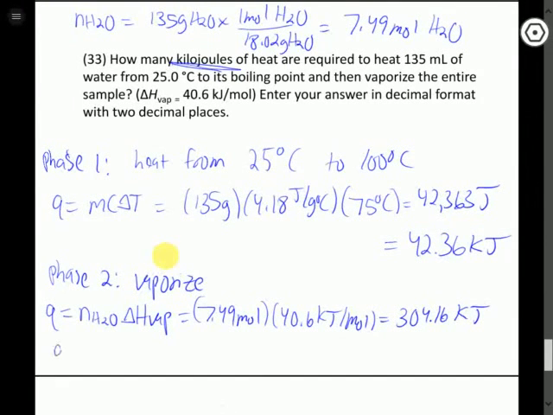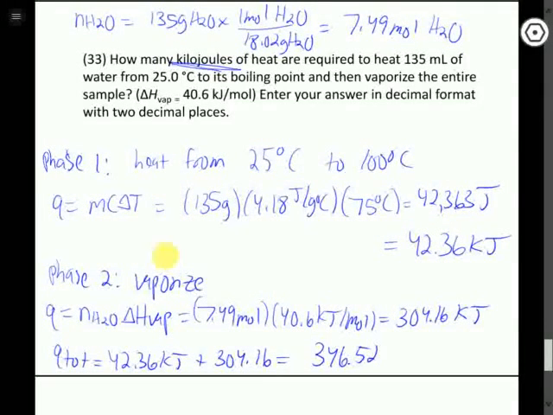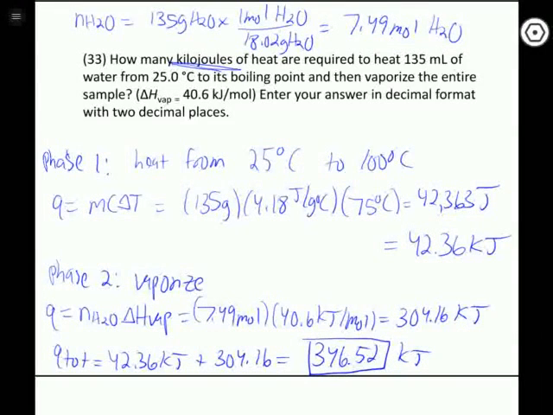And then finally, the total heat that's required is just the sum of these two. Most of the heat comes from vaporization, 304.16, and we get 346.52 kilojoules. Okay, so those are the two types of heats we have to be able to calculate for physical processes, warming or cooling, and phase changes. Both of those could come into play in these types of problems. Questions on either of those concepts?